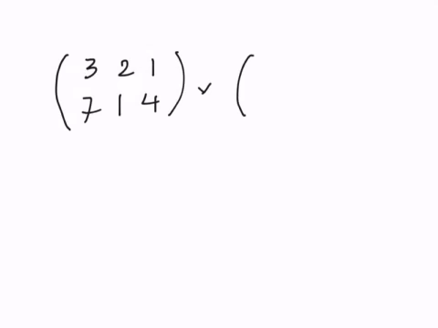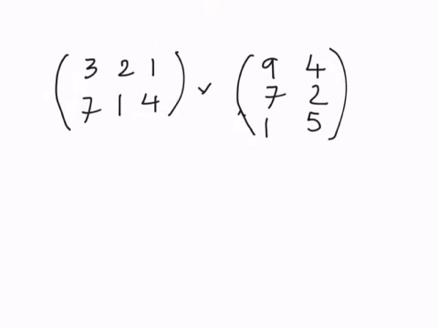And this example will also show how to multiply matrices. So say we are given a matrix 3, 2, 1, 7, 1, 4 times 9, 4, 7, 2, 1, 5. First thing is, can we multiply these two matrices together?